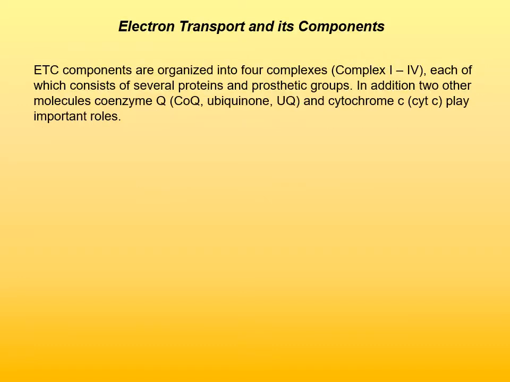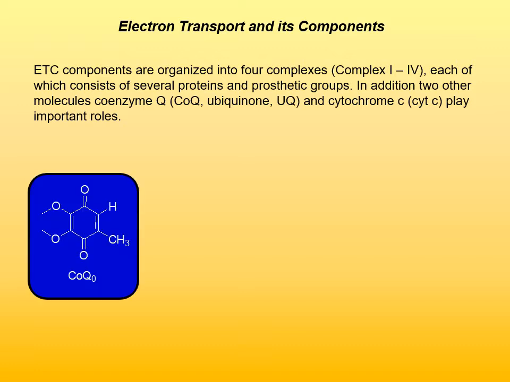The components of the electron transport chain are located in the inner mitochondrial membrane. They are organized into 4 complexes, which are indicated as complexes 1 through 4, each of which consists of several proteins and prosthetic groups. In addition, 2 other molecules play a very important role. One of them is coenzyme Q, which is sometimes labeled as CoQ. Also, it's called ubiquinone or UQ.